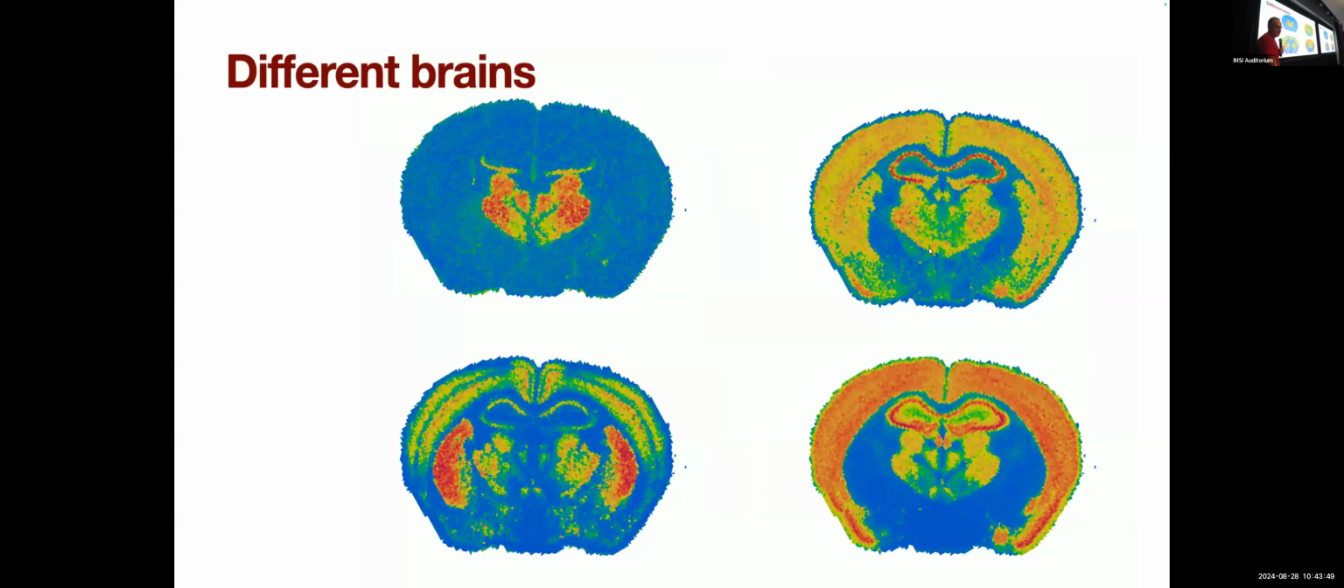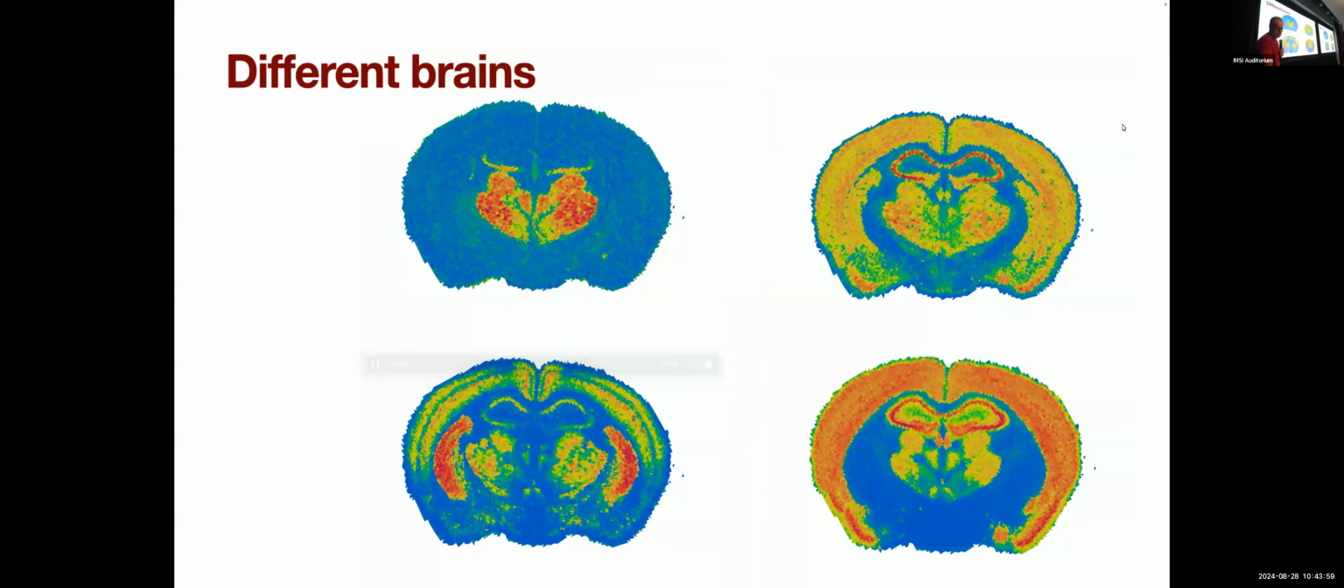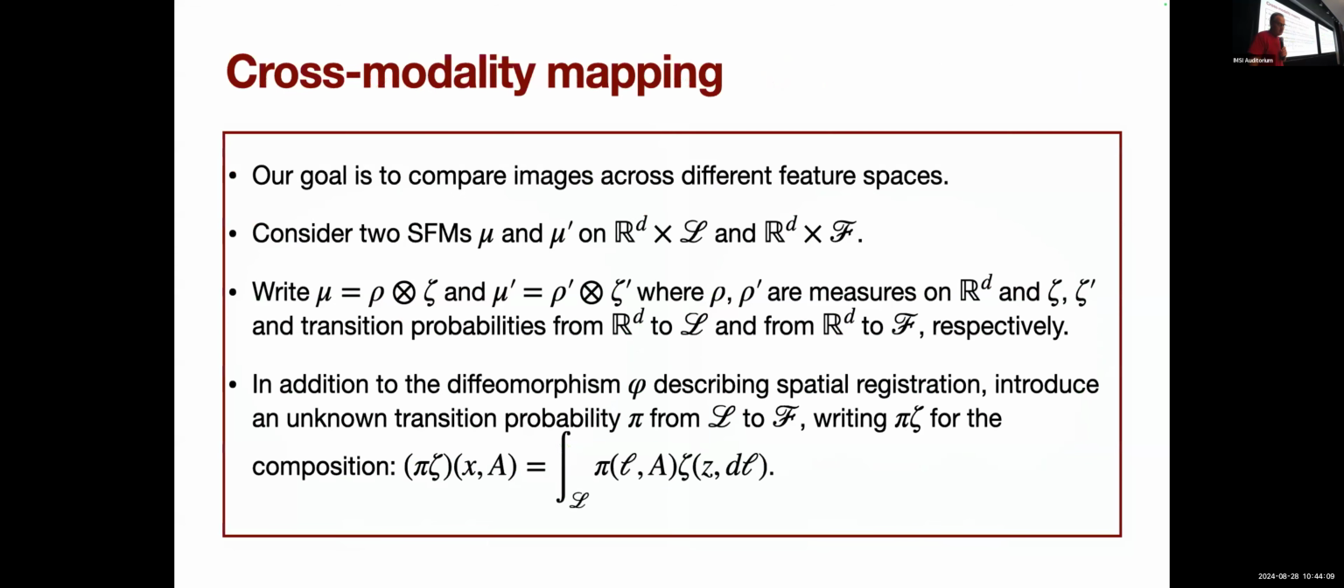You can do that with different brains. And so you have stronger registration. And as often you want to analyze the results, and one of the ways you analyze the result is by computing Jacobian determinants of the transformation, and so you can get that. So I'm reaching now the part that was announced in the title, which is how do you do cross-modality mapping.